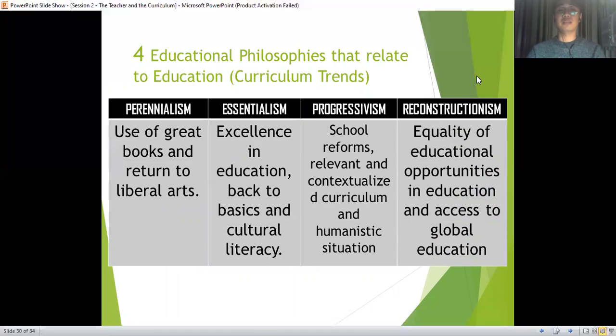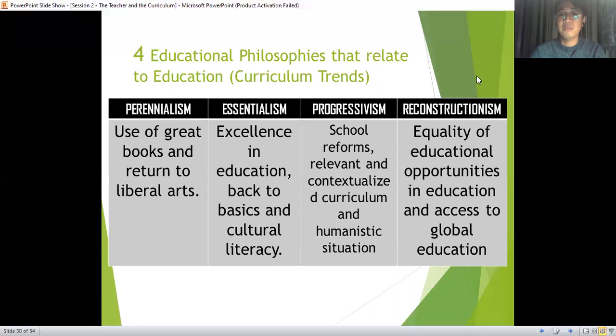While for essentialism, excellence in education, back to basics and cultural literacy. Back to basics, that's why it's essentialism. Kung ano lang yung kailangan, the basic skills that you need in order to survive, yun ay ituturo. What is essential? That's what they're going to teach. For cultural literacy, like what we have mentioned, it's about cultural transmission. So thereby, you just retain the existing social order.